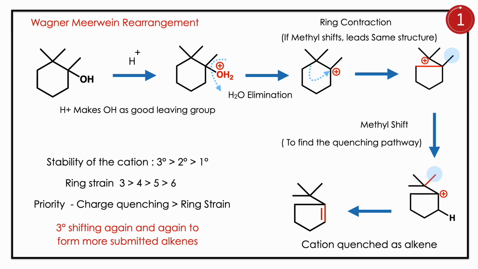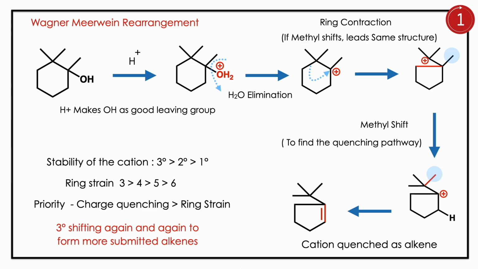Here you have alcohol, same story. Alcohol will be eliminated as water, forming the cation. Here cation formed. Already it is a tertiary cation. What really happened is it has to be quenched. So the cation contracts the ring like the previous example, ring contraction happened. Cation formed at the side chain.